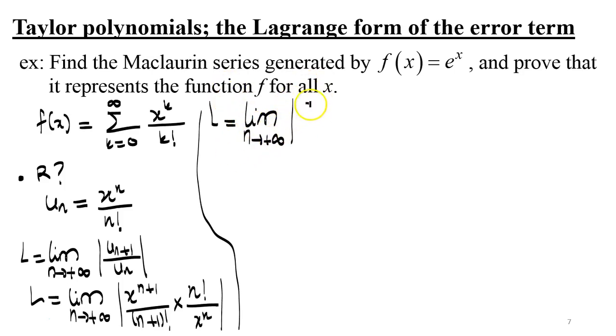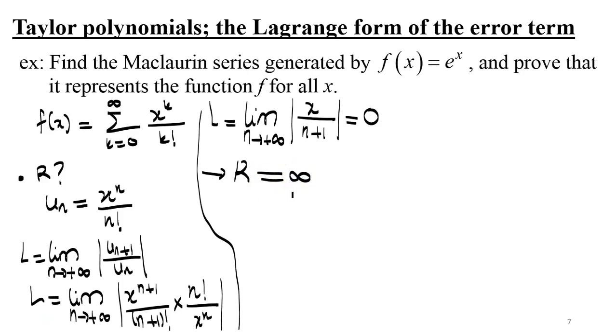Now simplifying, that would leave me with an x at the numerator and an n+1 at the denominator. Now keep in mind that x is constant with respect to the variable of the limit, since the variable of the limit is n. So when n goes to infinity, that would be as if I have a constant divided by infinity. So a constant divided by infinity is 0.